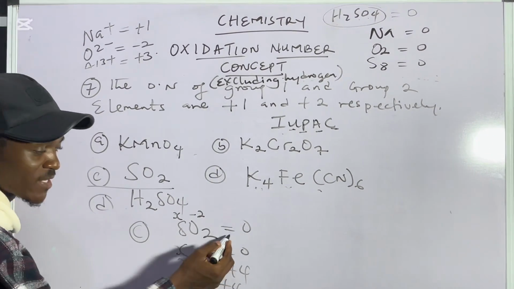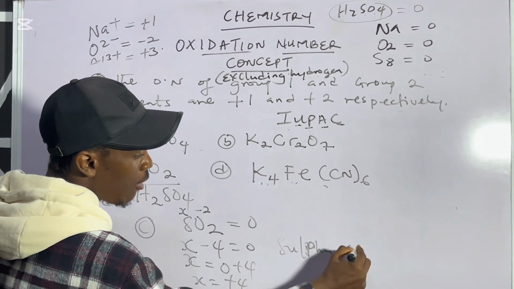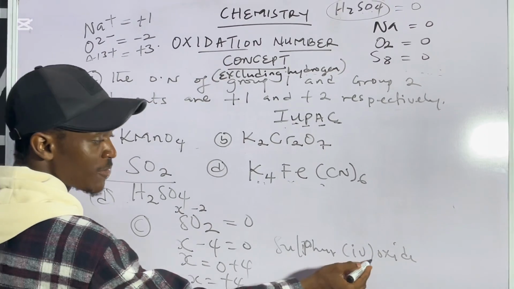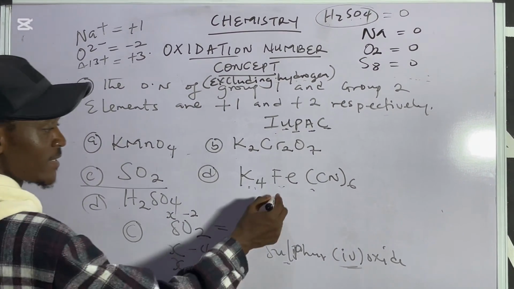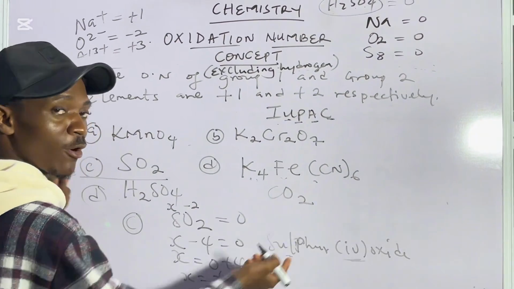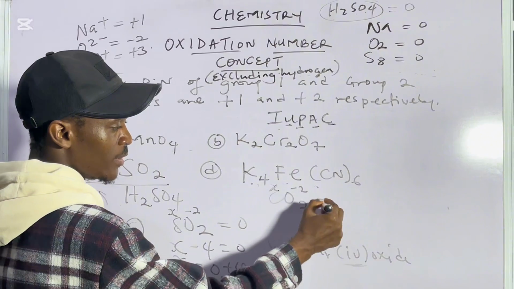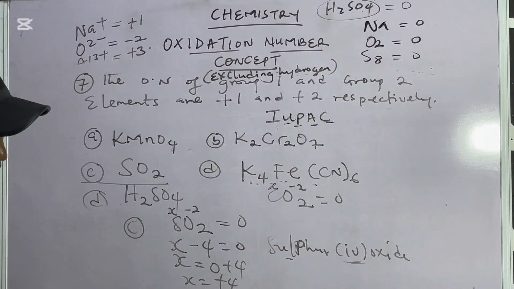Sulfur 4 oxide. That's the reason why it's called sulfur 4 oxide, because this 4 here is the oxidation state of sulfur. That's even the reason why CO2 is carbon 4 oxide. Why is it carbon 4 oxide? This is x and this is -2 equal to 0. When you still do it, it's similar to this. You get carbon 4 oxide.